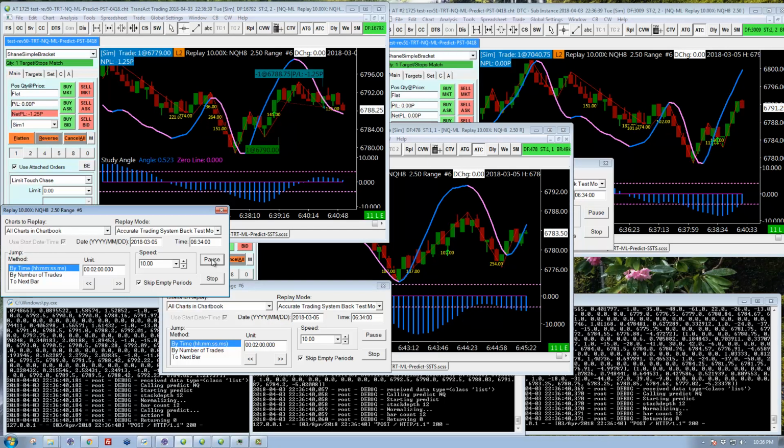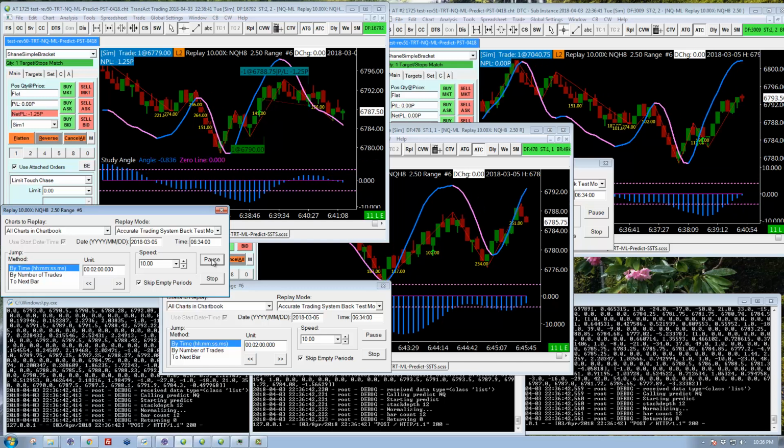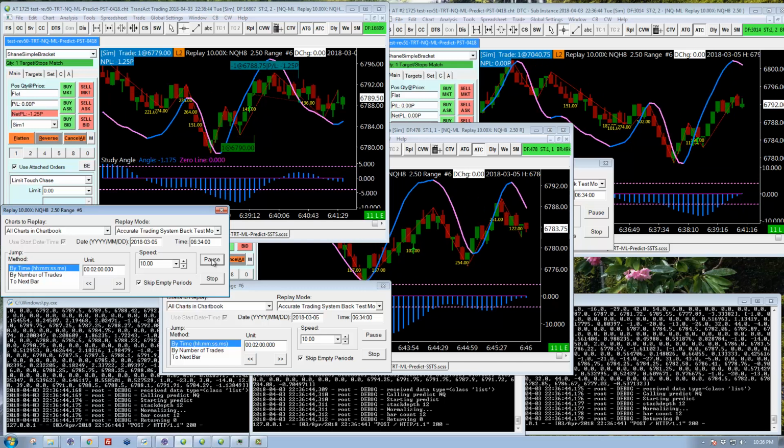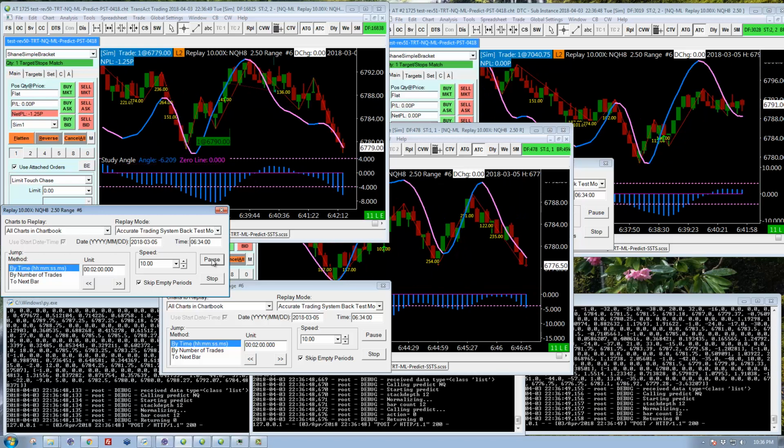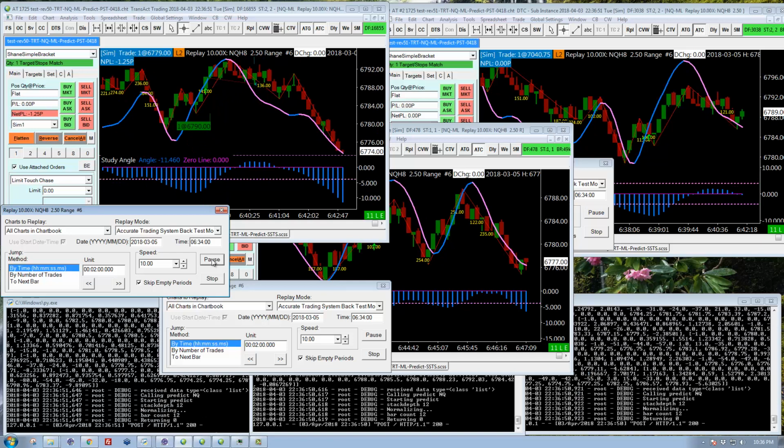Hi, this is Shane with the Rational Trader, and what you're looking at on screen is a simultaneous test of 3 different model architectures for the machine learning system.